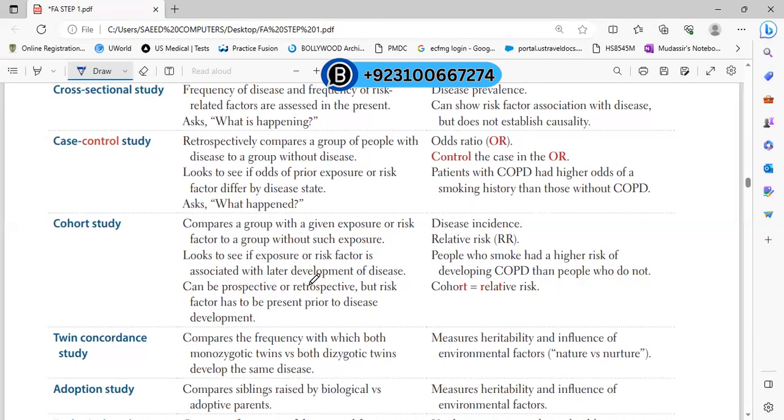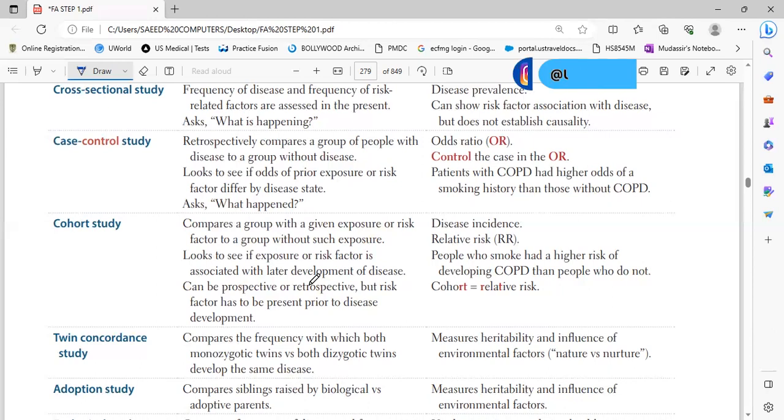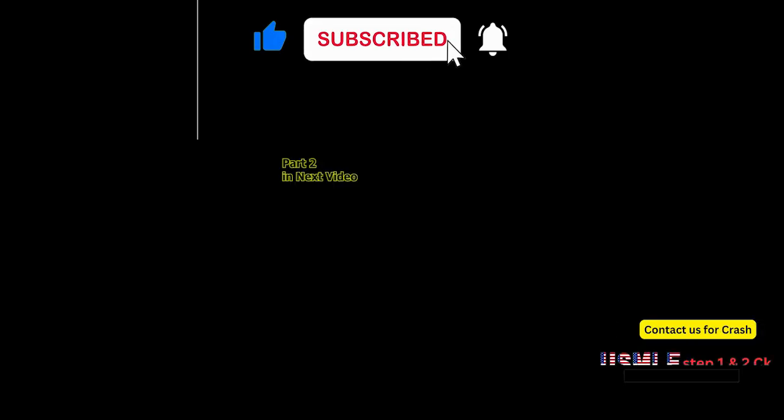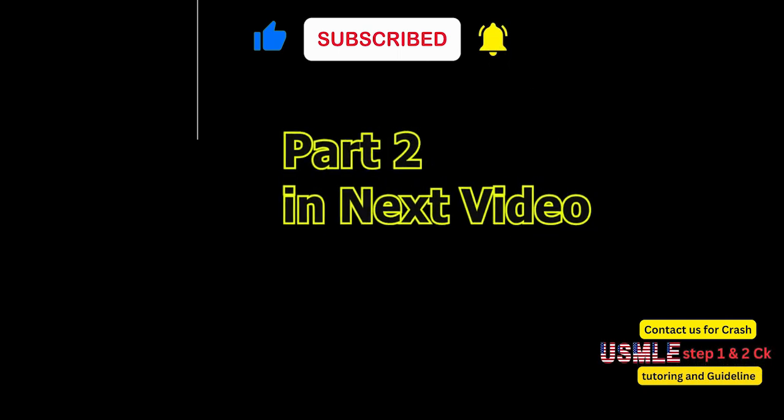Guys, an easy point: in a case control study, the case is disease, the control is healthy, and the outcome is given. That will be the case control study. Okay, that is for the case control study.